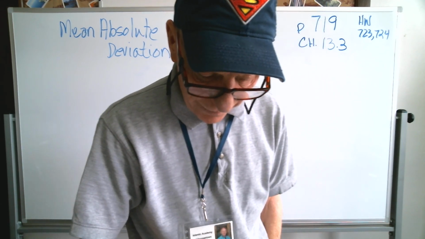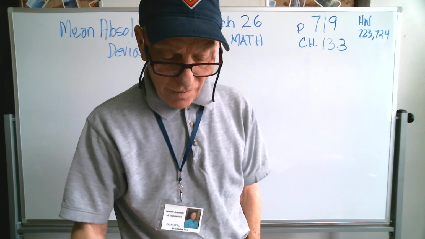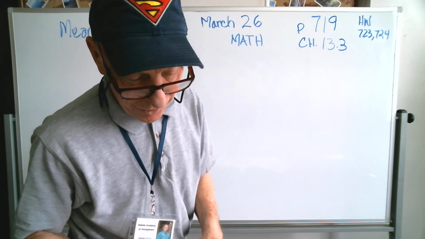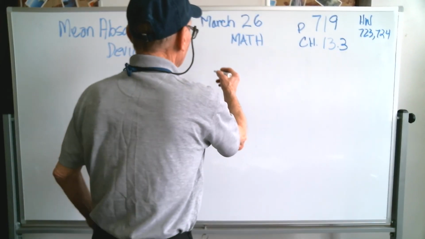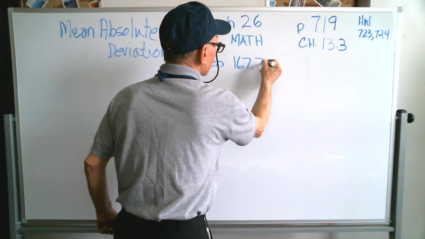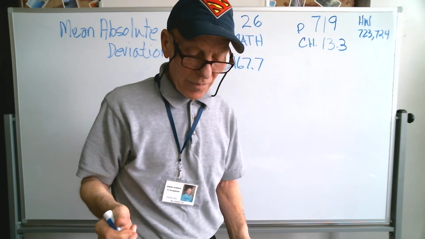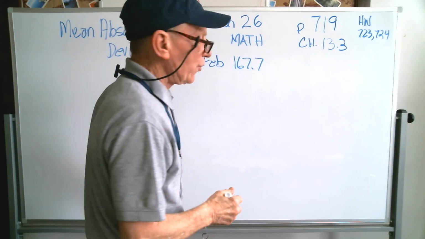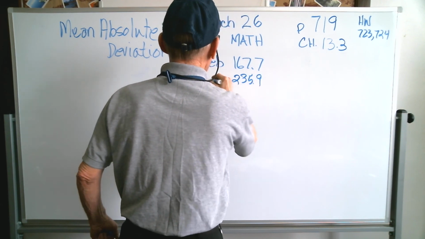The mean absolute deviation of the number of daily visits to Scott's website for February. Now it's giving you the mean deviation. Is 167.7. So February is 167.7. That's the absolute mean deviation that's been established for the month of February for them. In March, the absolute mean deviation was 235.9.